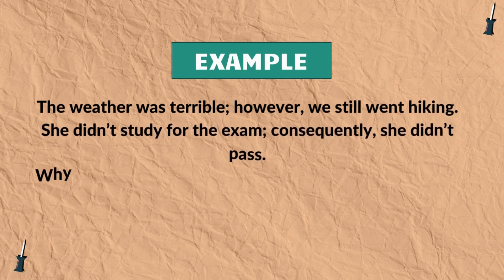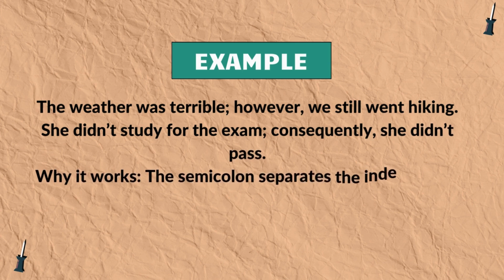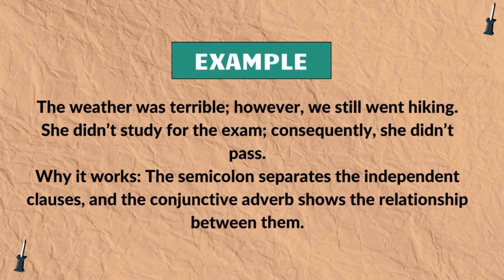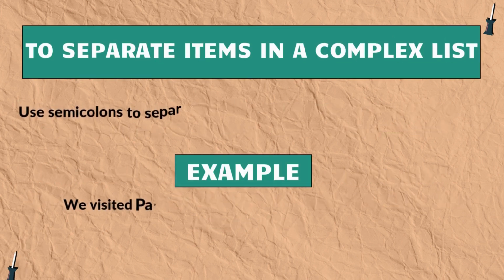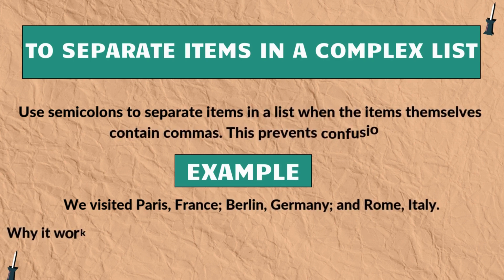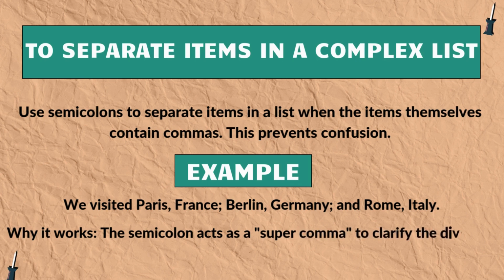So why does it work here? Because it separates two independent clauses and the conjunctive adverb shows the relationship between them. The next use of the semicolon: we use it to separate items in a complex list. A semicolon separates items in a list when they contain commas, which removes confusion. For example, "We visited Paris, France; Berlin, Germany; and Rome, Italy." Why does it work? The semicolon acts as a super comma to clarify the meaning and division between items.